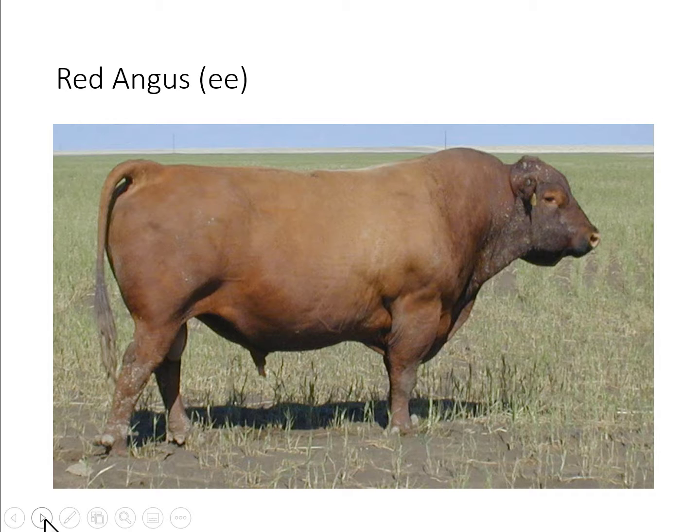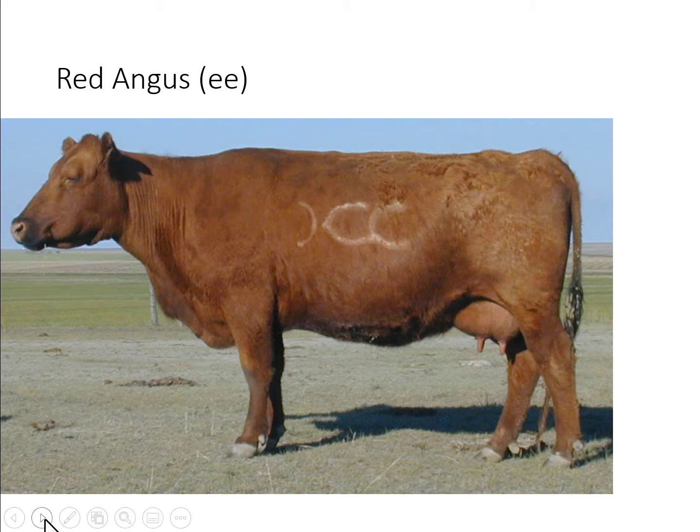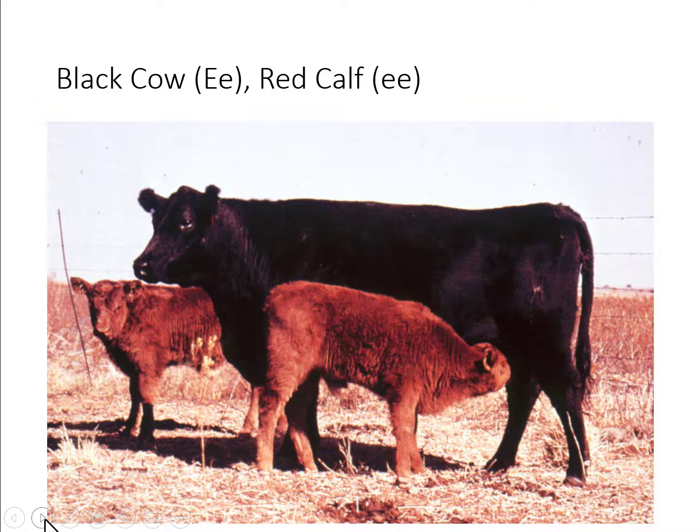So this locus determines whether an animal will have a red or black background for their hair. So here we have a red Angus, and he has little e at the extension locus. So that's giving him the red coloration on his base hairs. And here we see a red Angus cow, so she is also little e to get that red coloration.